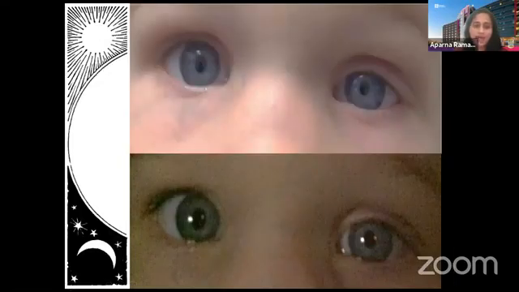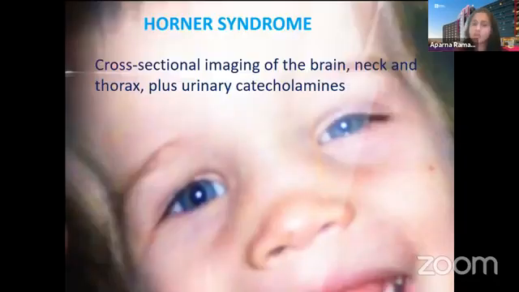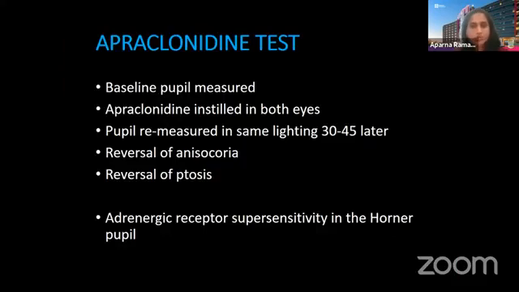Coming on to this picture, you see a little bit of an anisocoria. The right pupil is larger than the left pupil. And then when you look at the child in light and dark, the anisocoria is accentuated by dim light. So this is a Horner syndrome. Whenever you have a child with Horner syndrome, you have to do a cross-sectional imaging of the brain, neck, and thorax. And it's also a good idea to get urinary catecholamines to rule out neuroblastoma. The other thing you can do in your clinic is do an apraclonidine test, where what you do is you baseline measure the pupils.